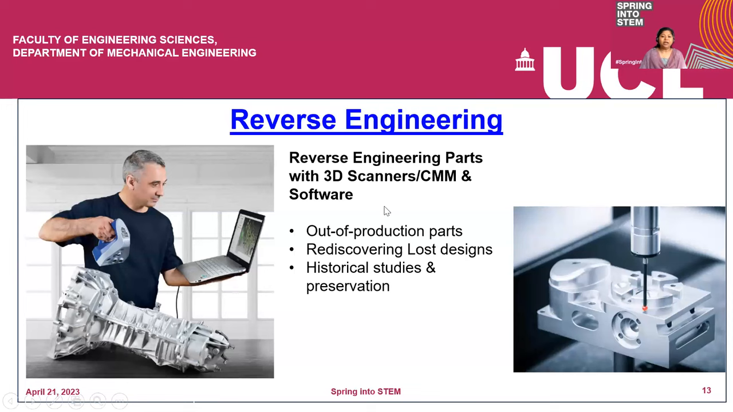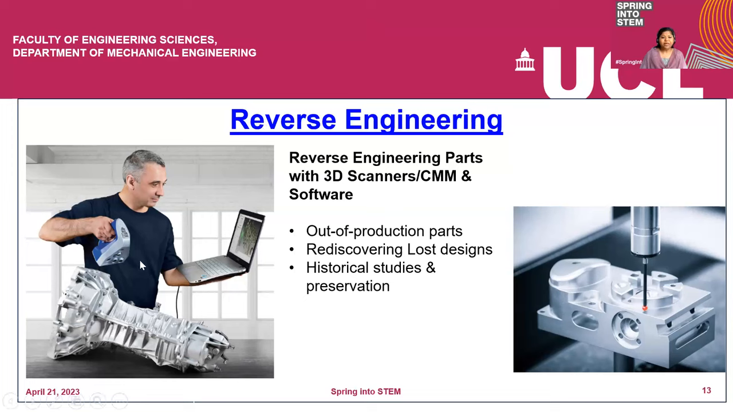Another interesting latest trend in manufacturing is called reverse engineering. From what I explained now, you understood that you first need to design a component that will be later manufactured. What if you have a component that you don't have the design for? What if you have an out of production part? How would you reproduce this component? This is where reverse engineering comes into play.